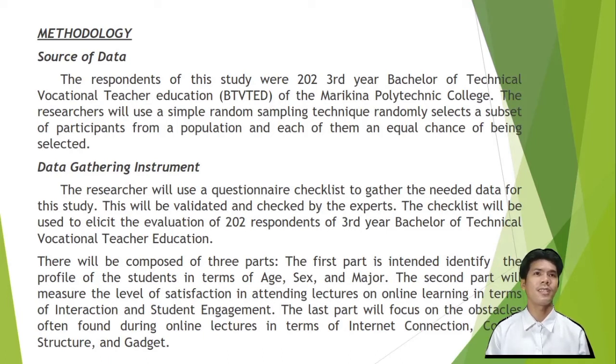The first part is intended to identify the profile of the students in terms of age, sex, and major. The second part will measure the level of satisfaction in attending lectures in online learning in terms of interaction and student engagement. The last part will focus on the obstacles often found during online lectures in terms of internet connection, course organization, and gadget.